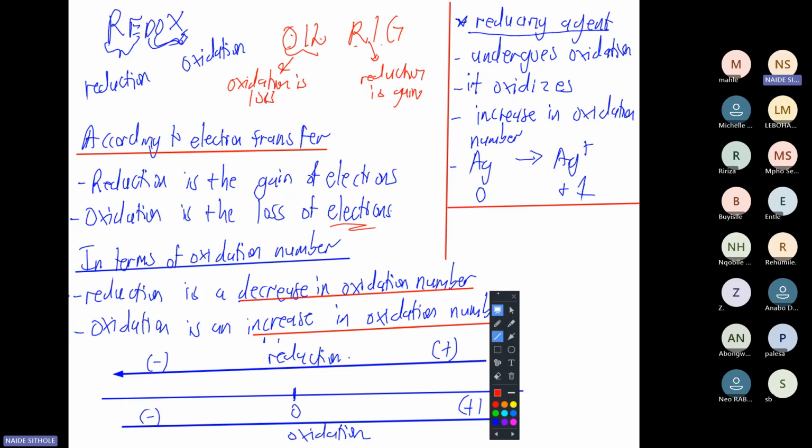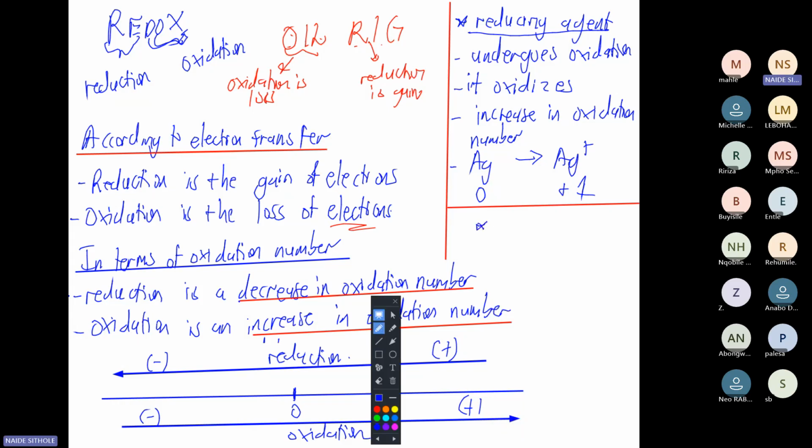From there, we have what we call an oxidizing agent. What is an oxidizing agent? It would have to be the opposite of a reducing agent. So an oxidizing agent undergoes reduction, which means it oxidizes the other substance.